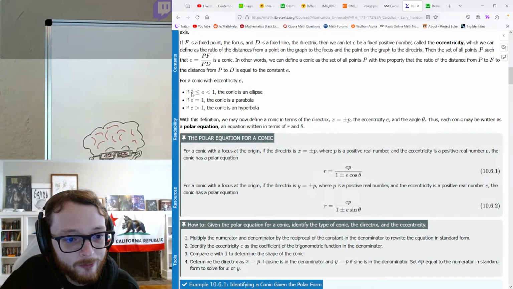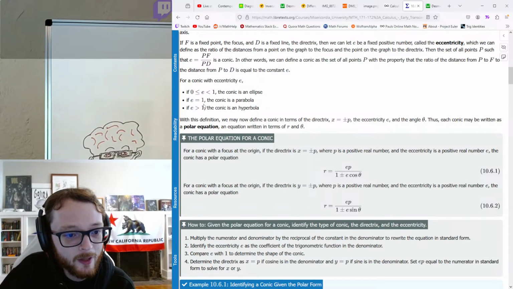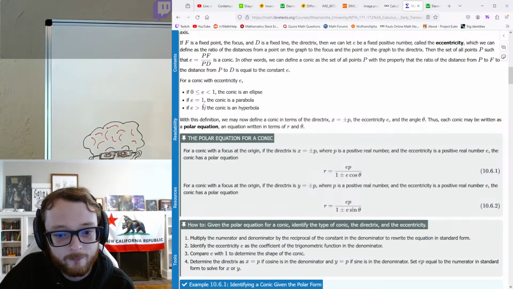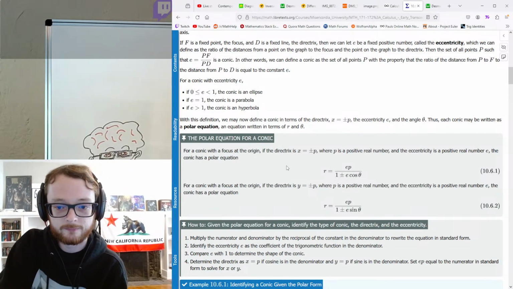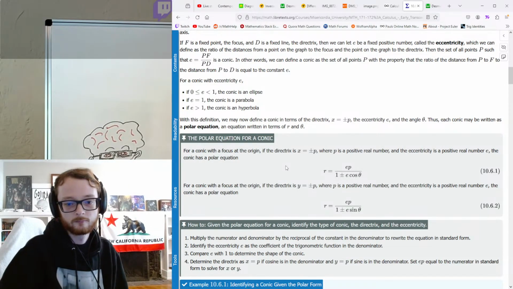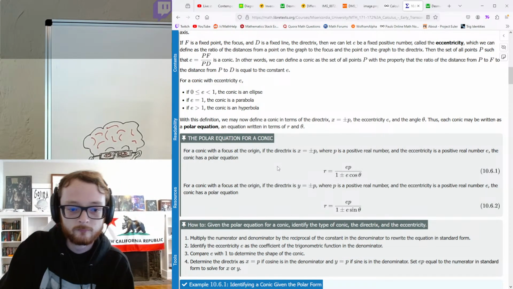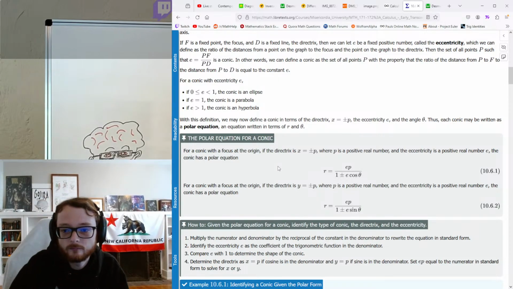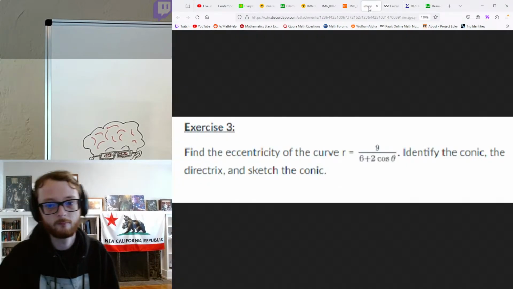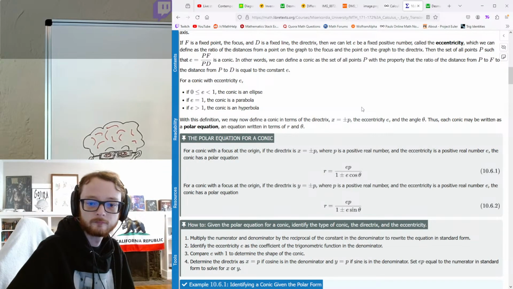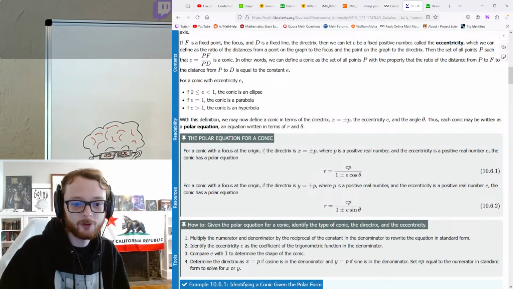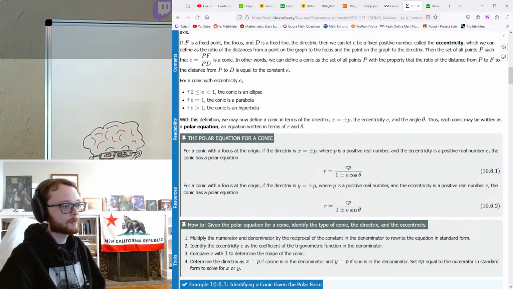Oh, hey, here we go. Okay, so if e is between 0 and 1, it's an ellipse. If it's equal to 1, it's a parabola. If it's greater than 1, it's a hyperbola. For a conic with a focus at the origin. So we do have to notice that there's a 1 here in the denominator, but we have a 6 here, so we're gonna have to deal with that. The term "if the directrix" kind of throws me off, but I think what I'm gonna say here is right.